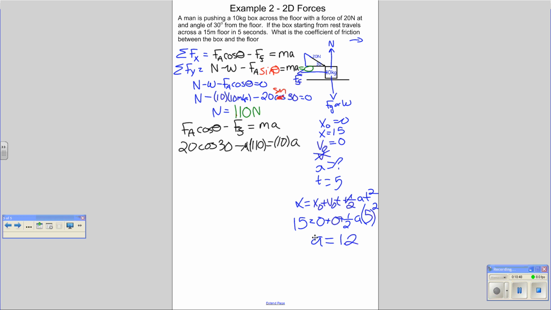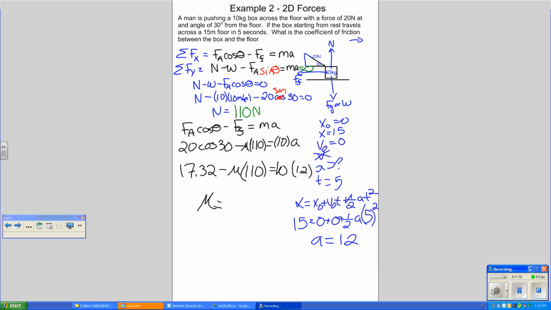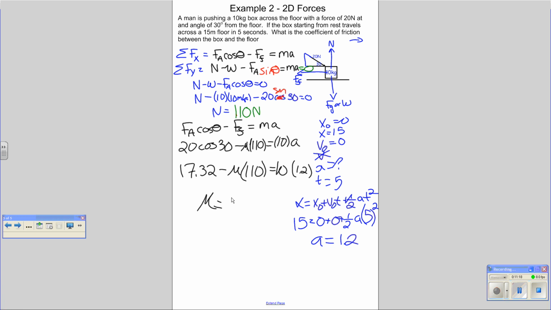Alright. So, 20 cosine of 30 equals 17.32 minus mu times 110 equals 10 times 1.2. We find mu equals 0.048. And that is our coefficient of friction. Bam!